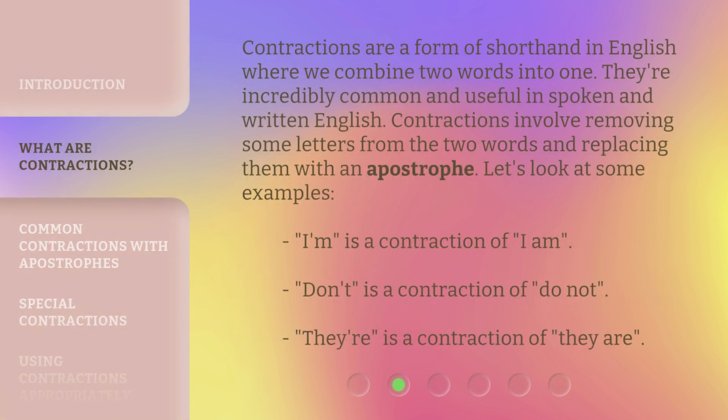Contractions are a form of shorthand in English where we combine two words into one. They're incredibly common and useful in spoken and written English. Contractions involve removing some letters from the two words and replacing them with an apostrophe. Let's look at some examples.